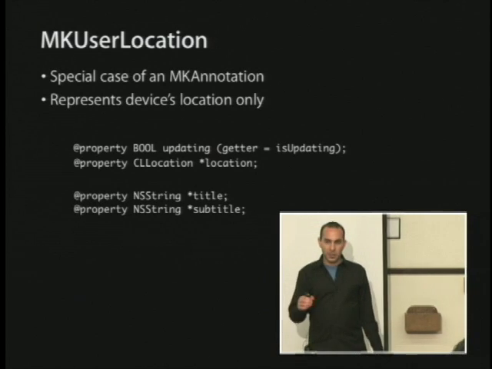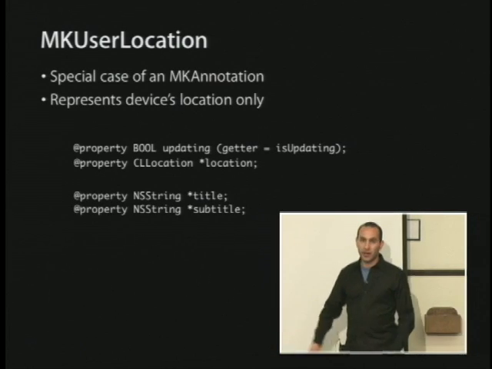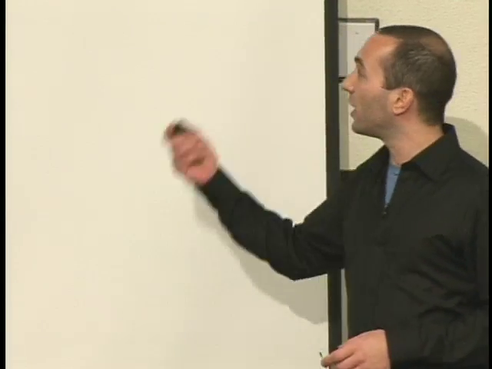It's automatically annotated for you. You don't need to do anything for that. But you can set the title and the subtitle, right? So if I tap on my location in a map, the little blue dot, I can programmatically set the title that comes up in the callout when you tap on that. And of course, you can get its location. You can find out if it's updating or if it's done updating.